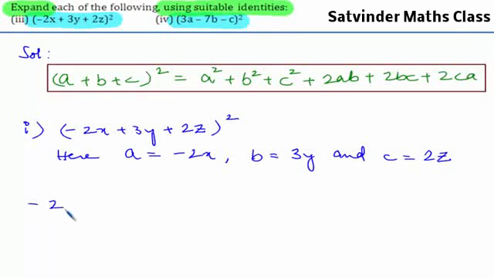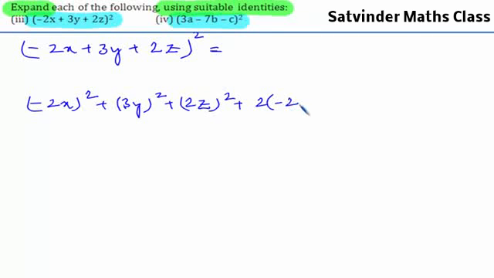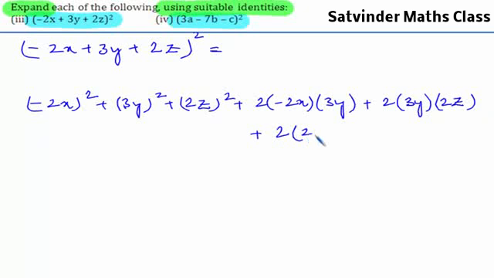We have (-2x + 3y + 2z)² is equal to, we have a², which is (-2x)² plus (3y)² plus (2z)² plus 2ab, which is 2 into -2x into 3y, plus 2bc, which will be 2 into 3y into 2z, plus 2ca, which will be 2 into 2z into -2x.